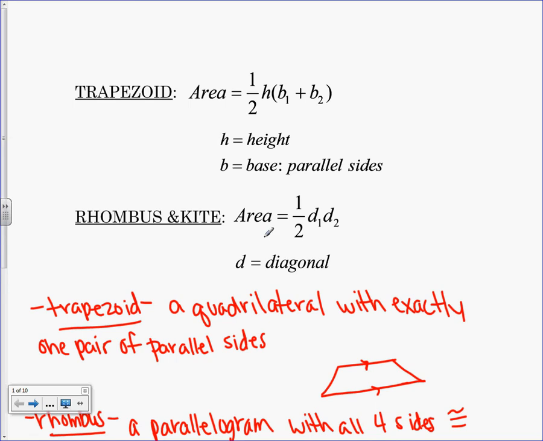Okay, so for a trapezoid, area is 1/2 height times base 1 plus base 2. The h and b are height and base. A rhombus and a kite have the same formula for area. So area is 1/2 diagonal 1 times diagonal 2. Does it matter which one I call diagonal 1 or diagonal 2? Probably not. 4 times 3 is the same as 3 times 4. It wouldn't matter. So don't get bogged down by that kind of stuff.